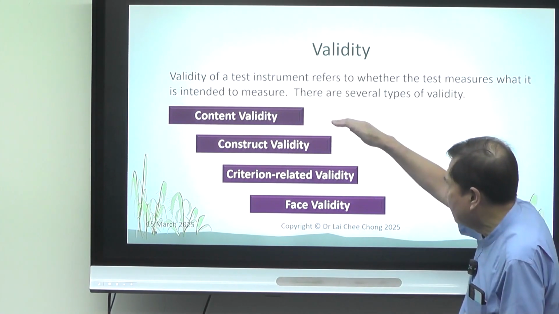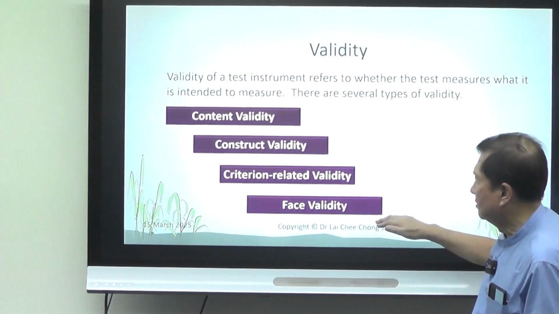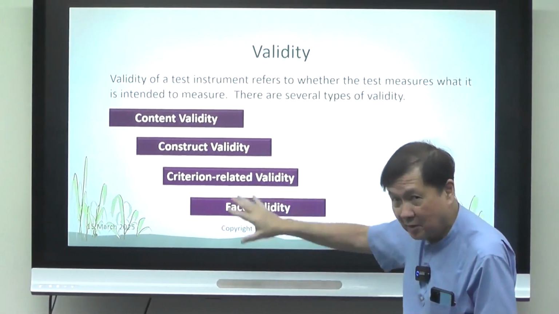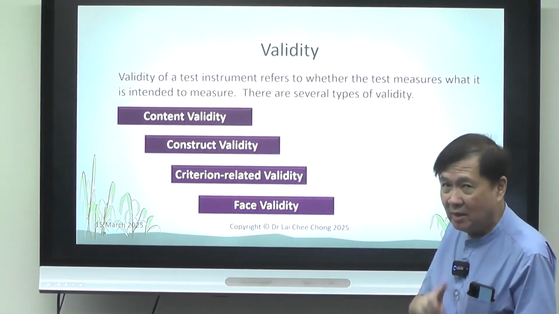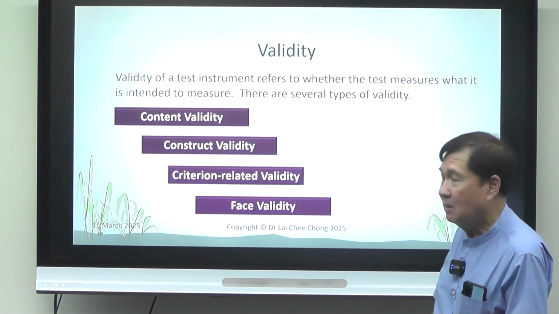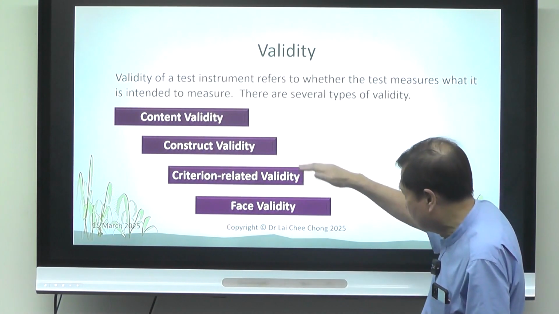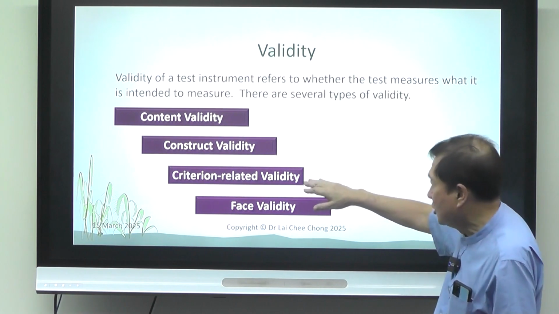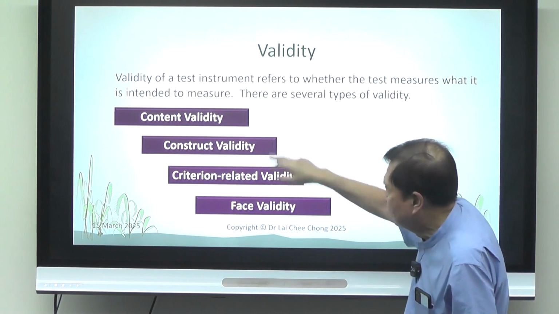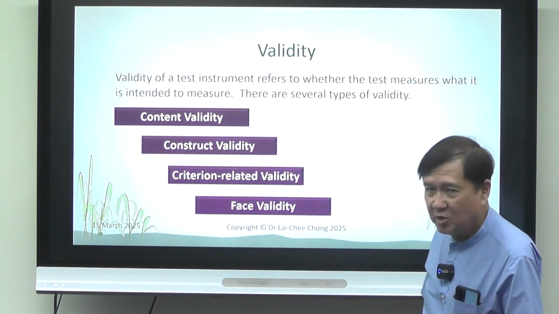Now, we have these 4 types of validity. I have no time to cover all 4 types, to be honest with you, okay? So today I only cover one type, the most relevant as far as you are concerned, content validity. Next time I'll talk about the other 3. Not all 3, I don't think you'll be using them, but 2 of them will probably still be useful for accuracy.